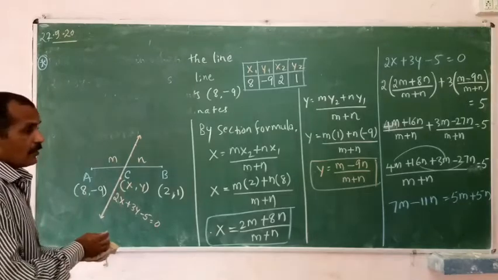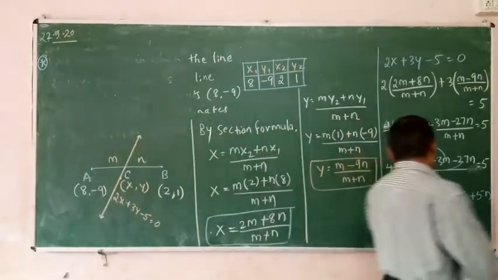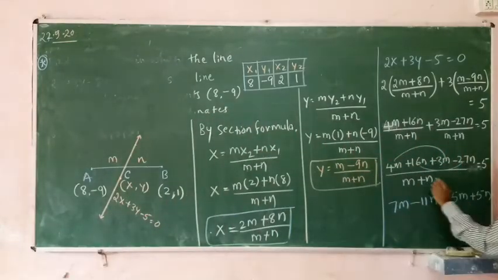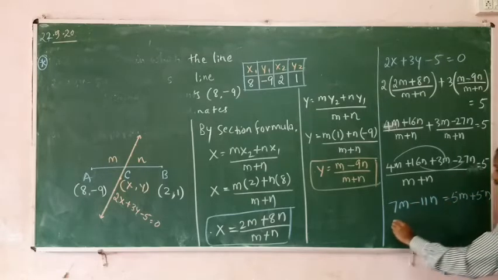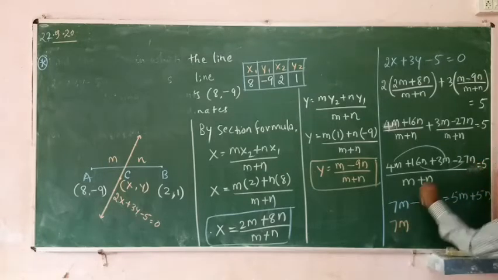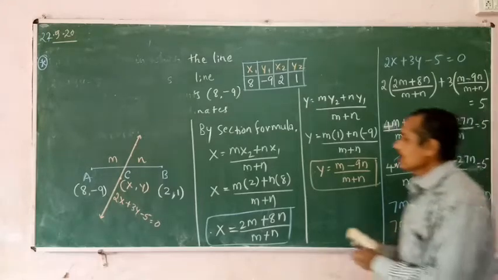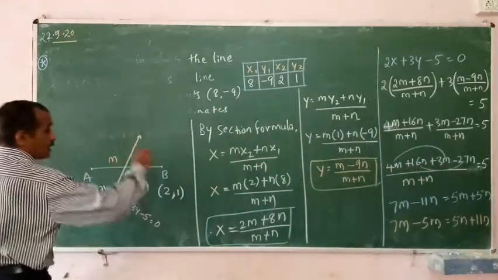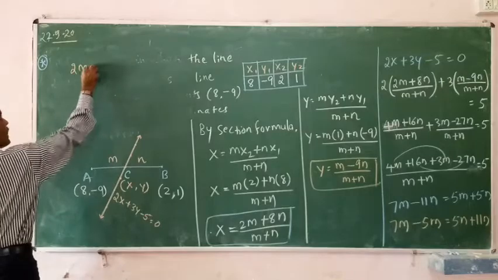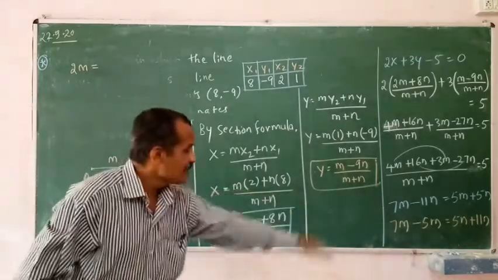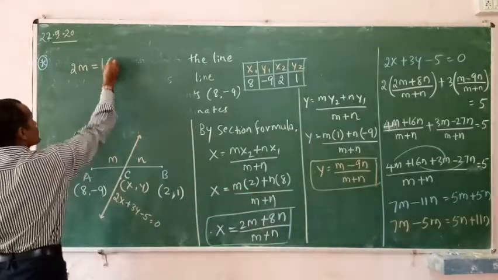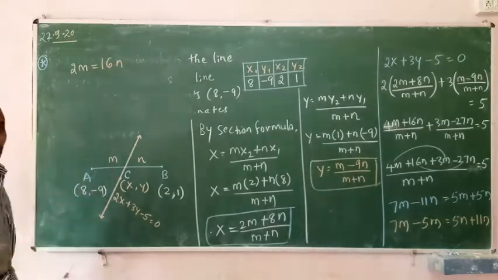Yes. What can I do? I can bring this 5m here, and 11 to that side. 7m minus 5m is equal to 5n plus 11n. What do you get? 2m is equal to how much? 16n. 16n. You know now.